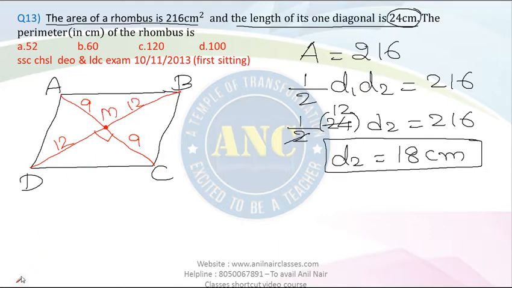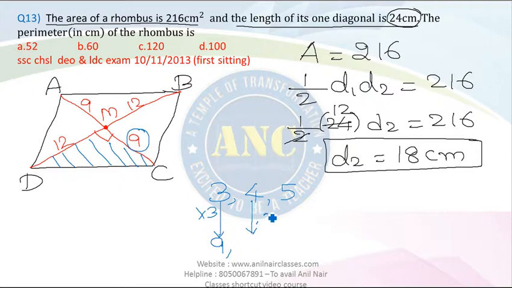If I take this right angle triangle, you can take any right angle triangle. I am always habituated to taking this bottom part so that it will be very clearly visible. Now this is 12, this is 9. We have a basic Pythagorean triplet 3, 4, 5. 3 into 3 is 9, that is one side. 4 into 3 is 12, that is the other side, and therefore 5 into 3 should be 15. That is nothing but the side of the rhombus.